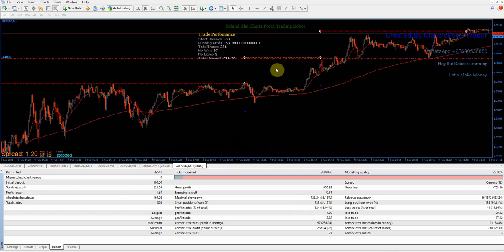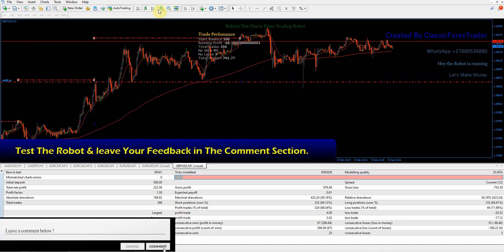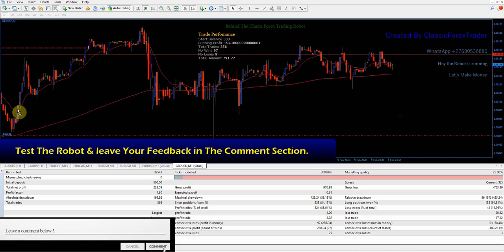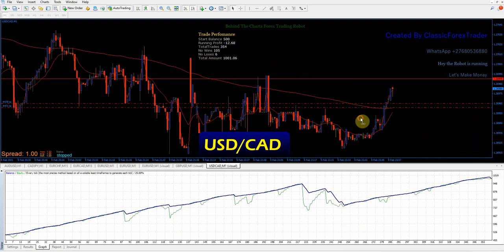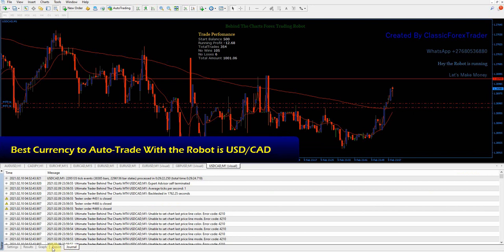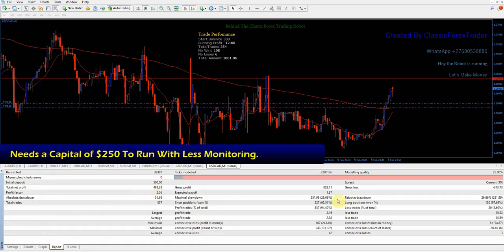Please understand that. In my own opinion, the cracked Forex robot seemed to work better than the original robot in live market. Please test it and leave your feedback in the comments box. The backtest of US dollar against the Canadian dollar stood out because the robot performed exemplary well on backtest. Please test this currency on a live market and see how it performs. But it needs a capital of $250 according to the backtest maximal drawdown. Mr. Classic, not a trader, does not reveal how much capital his robot can support. He says even with $50 you can profit with the robot.